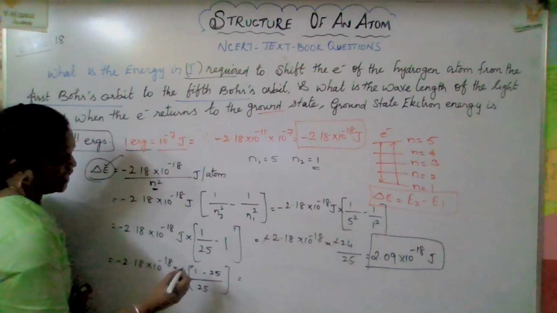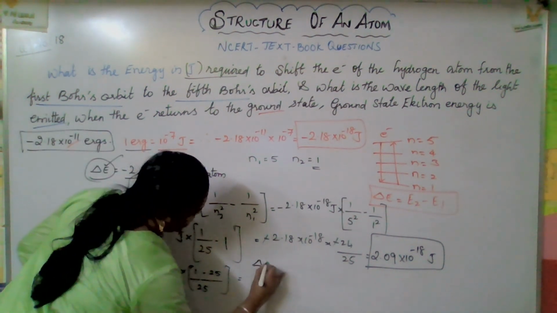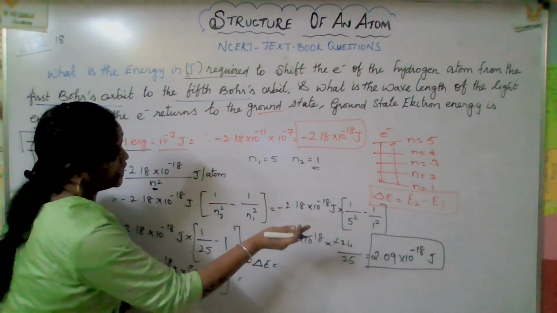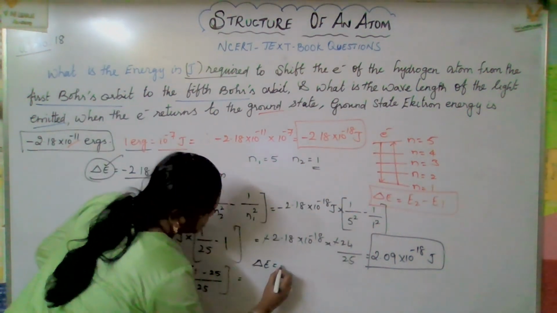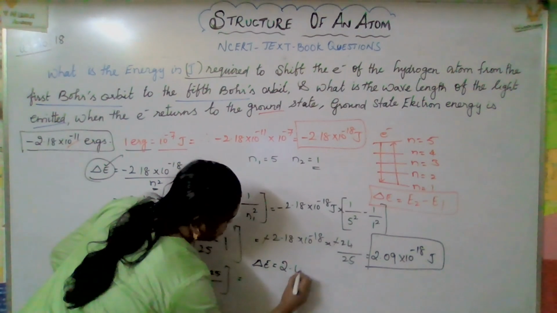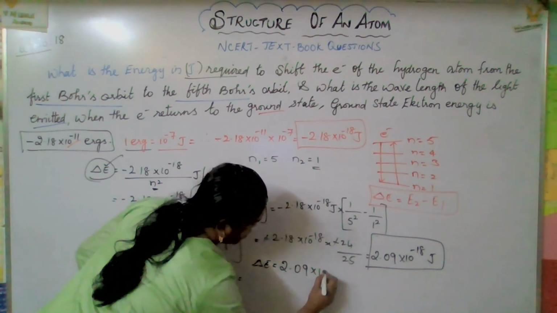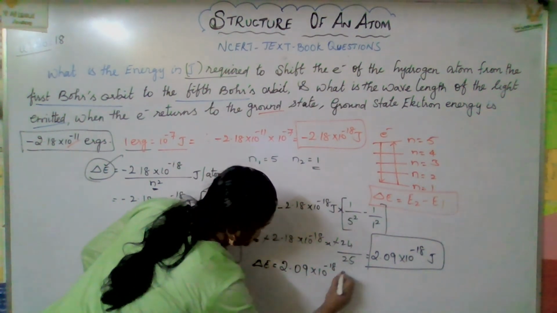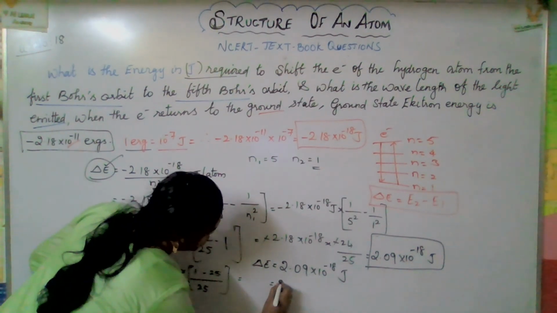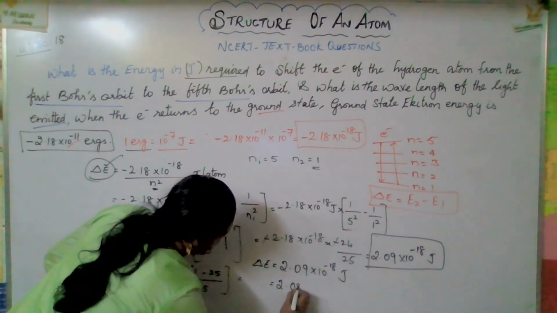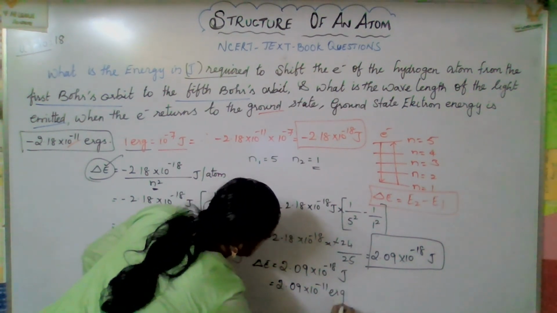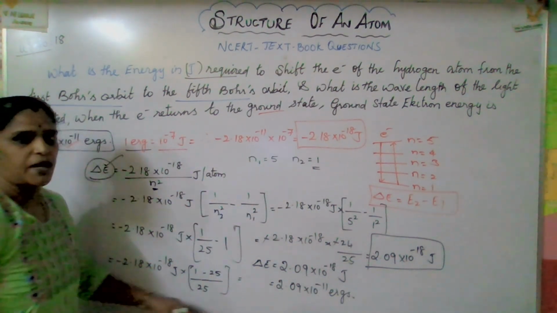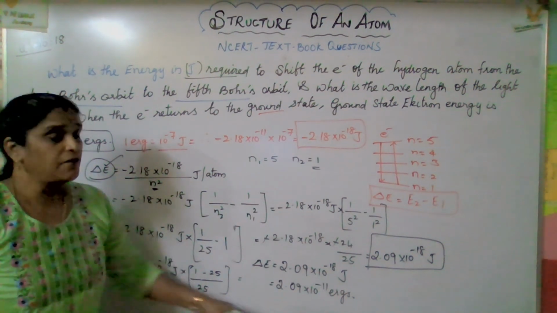So delta E, that means energy required to shift the electron from n1 to n5, that is 2.09 into 10 to the power of minus 18 joule, or 2.09 into 10 to the power of minus 11 ergs. Ergs also you can mention. Hope you're clear with this.